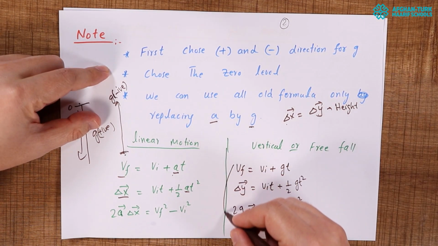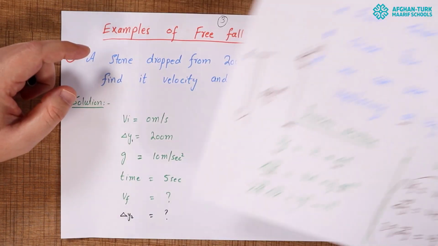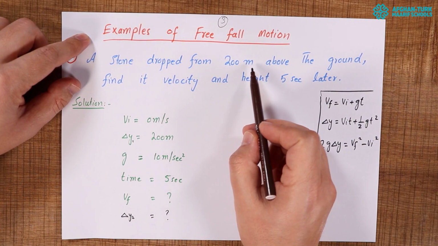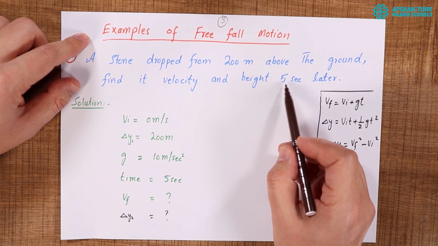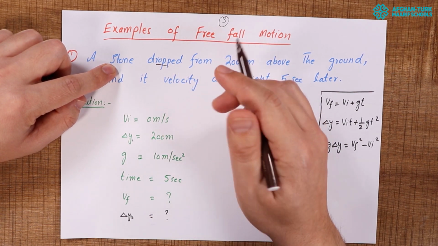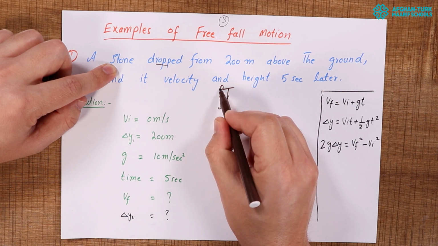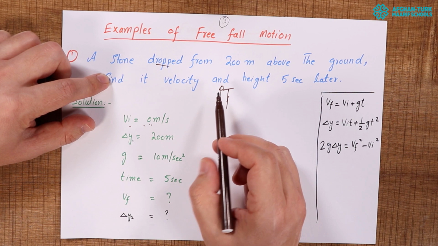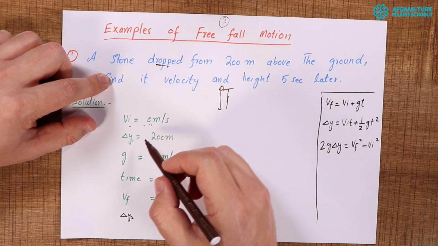Let's see the another page. A stone is dropped from 200 meter above the ground, find the velocity and height 5 seconds later. Again, stone is dropped, mean like this is some height, here is the stone when we drop, so at that point the initial velocity I put how much, 0. No need, directly drop, mean the initial velocity is 0.